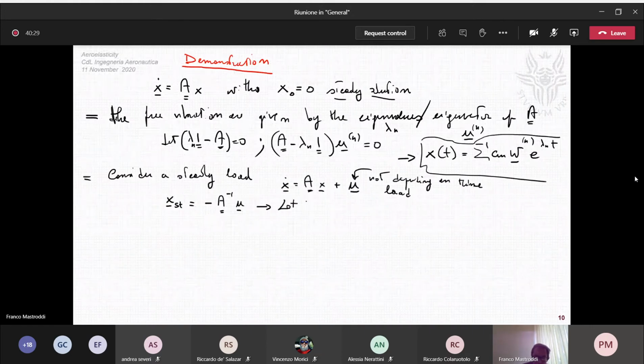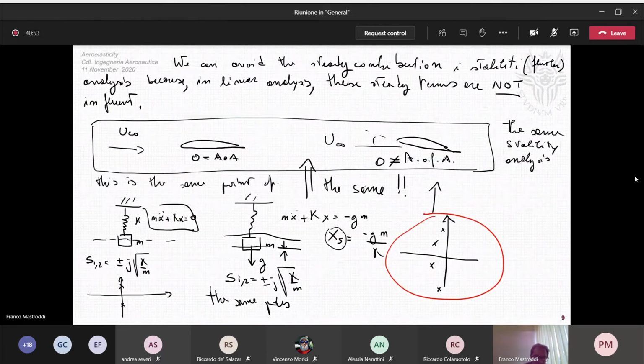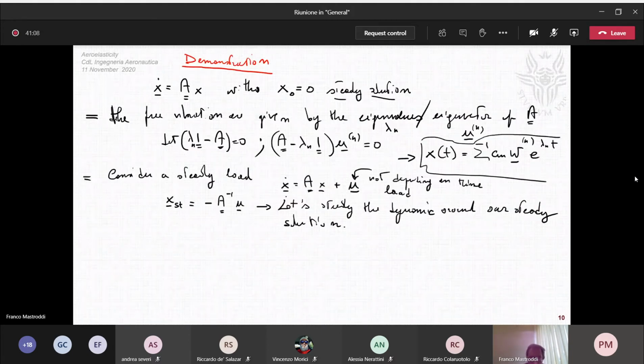Okay, now look, let's study the dynamic around our steady solution. In the case of the simple harmonic oscillator here, it means the following. Let's study our vibration around the solution obtained by considering the gravity force here, okay? It's just the same.